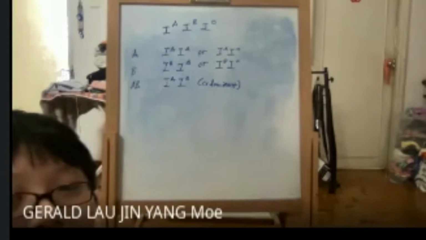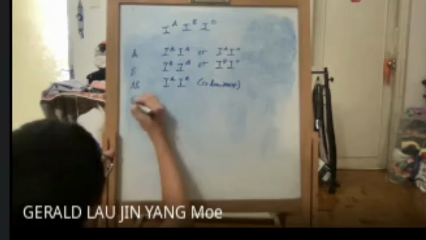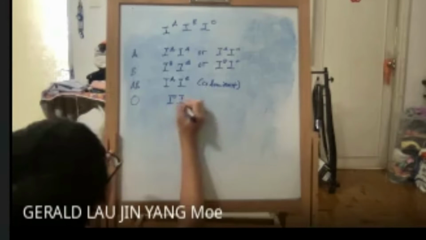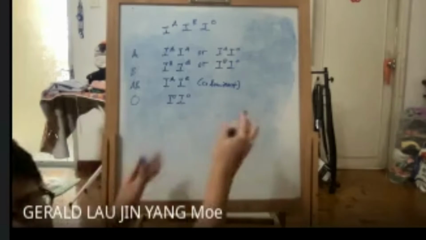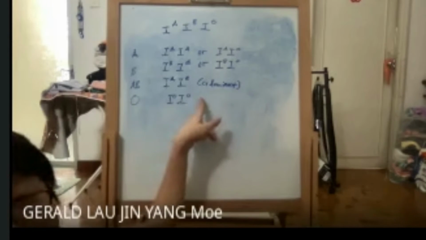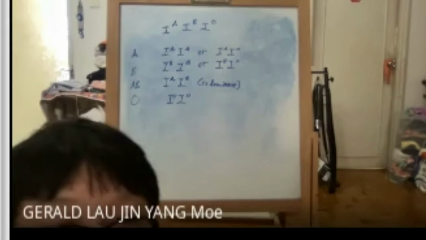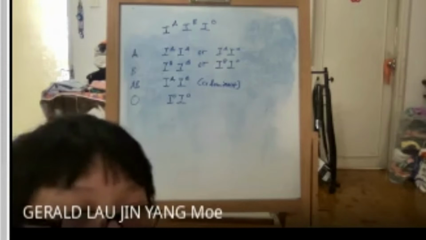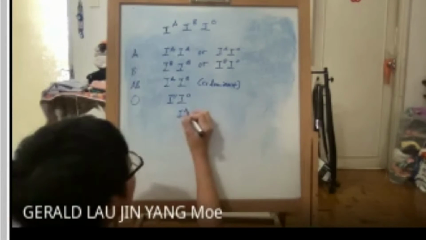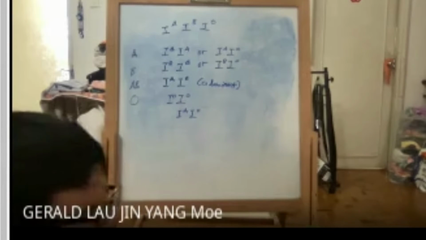The last one is O. I'm the most pitiful one. For O, I'm only recessive. Both of my alleles are recessive, I^O I^O. So this is homozygous recessive. Now we look at the inheritance. Say father has I^A I^O, and mother, okay, never mind. We make this more interesting.